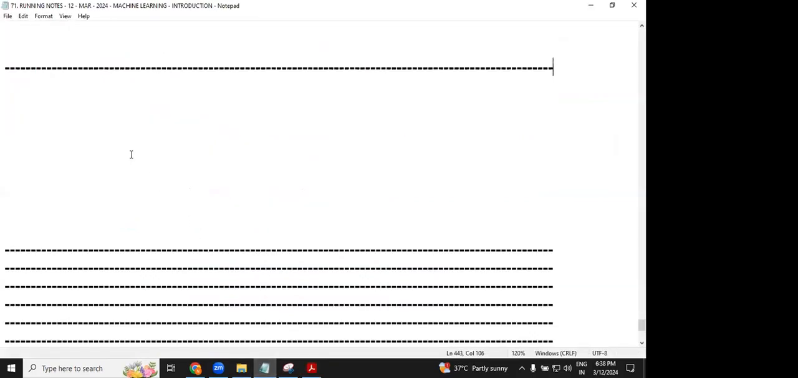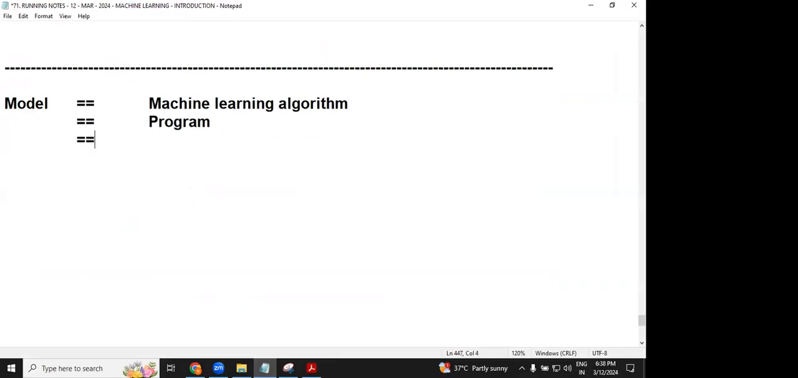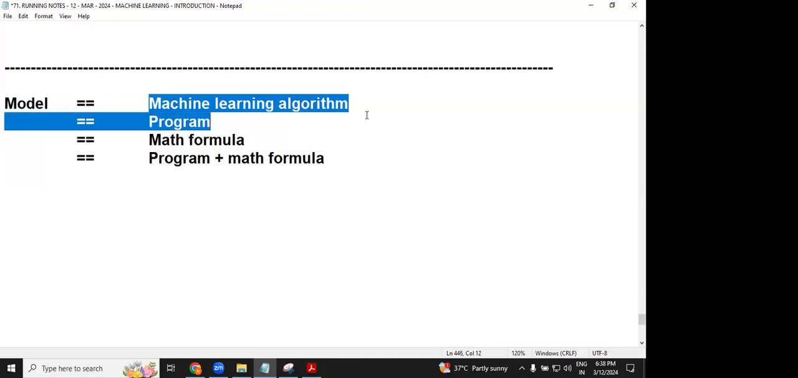Please focus. In terms of machine learning, a model means a machine learning algorithm. You can also say program. You can also say math formula. You can also say program plus math formula. Model here is first of all not a cine model, either hero or heroine. It is a machine learning algorithm.